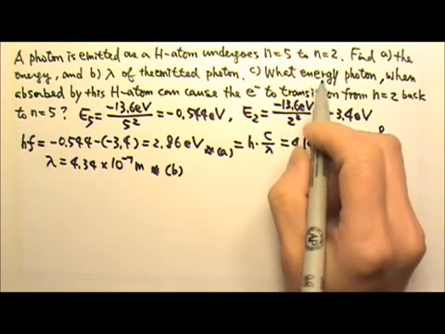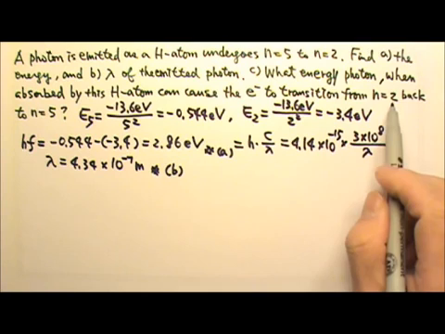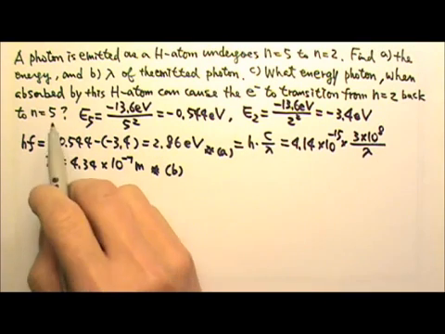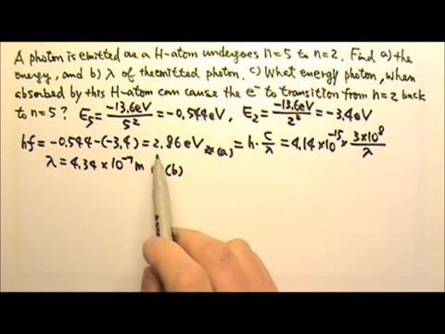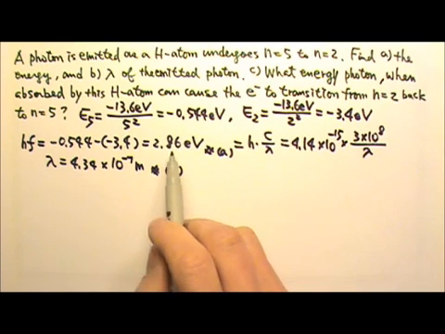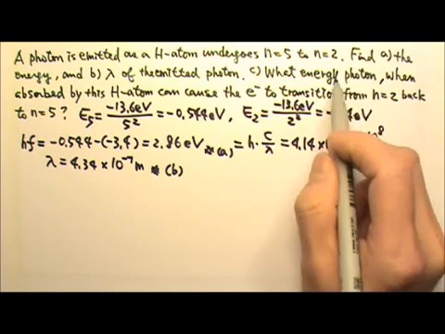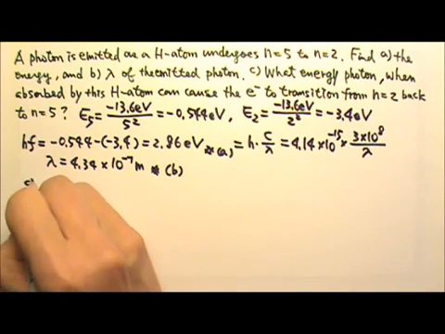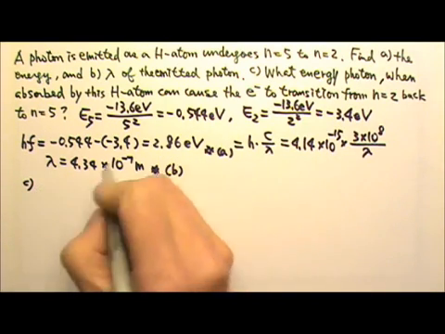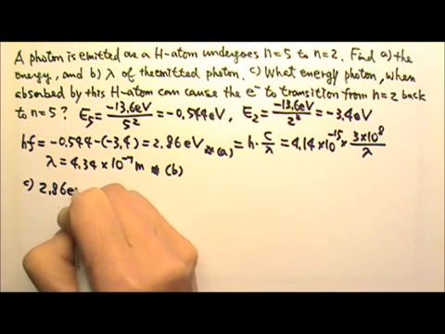And then part C, we want the transition to go back from n equals 2 to 5, so it's going to involve the same energy photon. It's just instead of the photon being emitted, this time the photon has to be absorbed. But the amount of energy involved is the same, 2.86 eV.